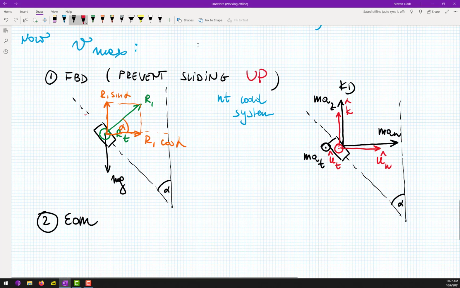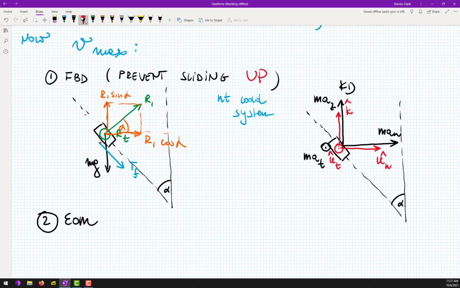Yeah, we're going to prevent sliding up. And TF is not going to act upwards. This time TF will act this way. Okay, I'm going to move that MG somewhere else. And everything else stays the same. Everything else is exactly the same as last time, just TF flips. Okay?